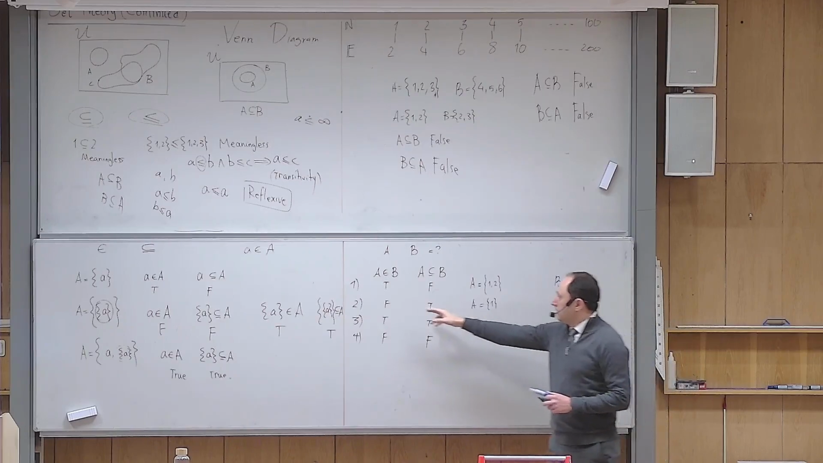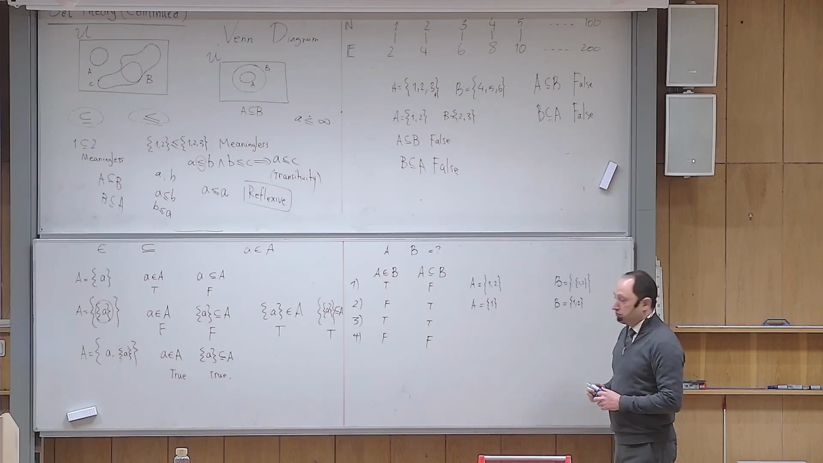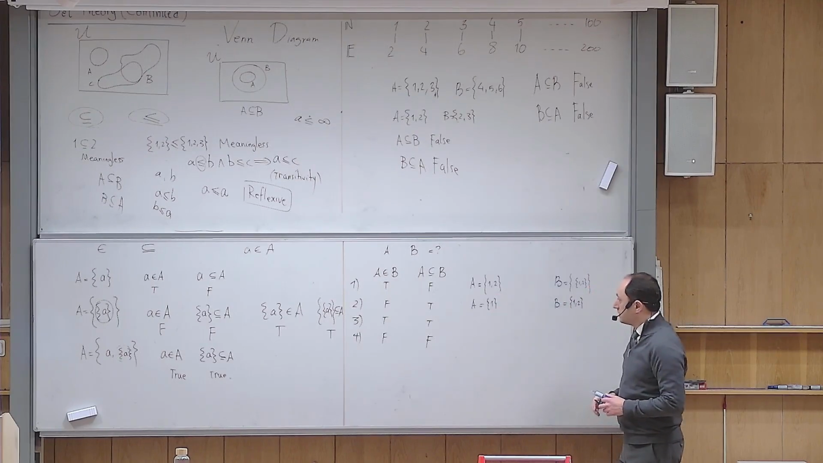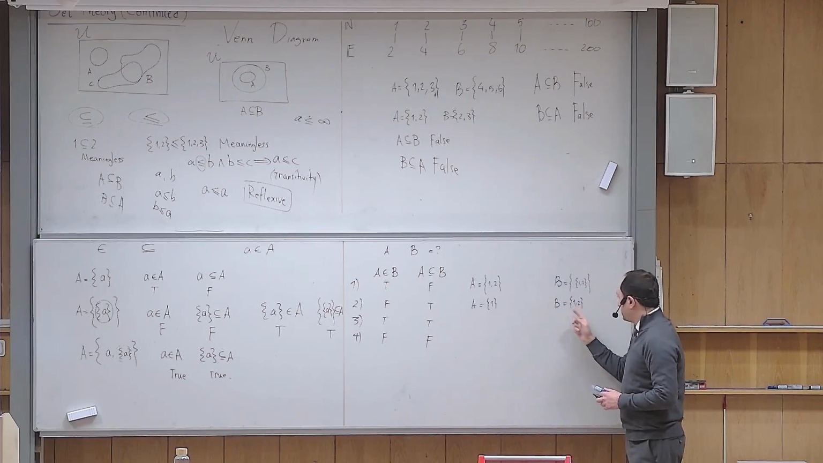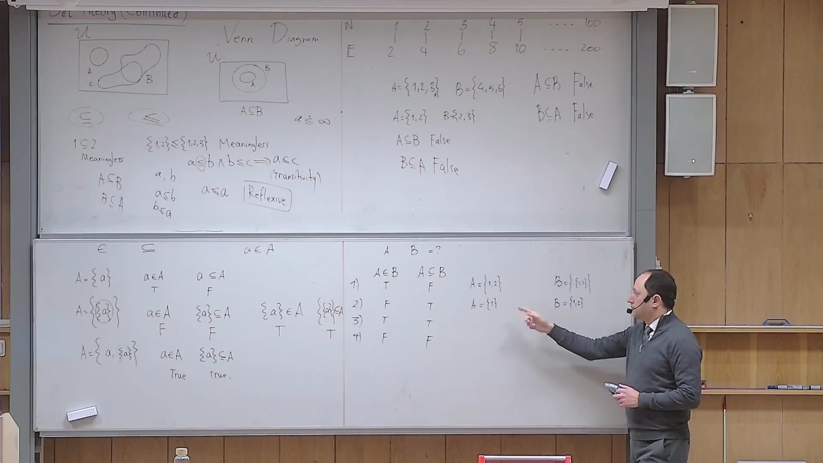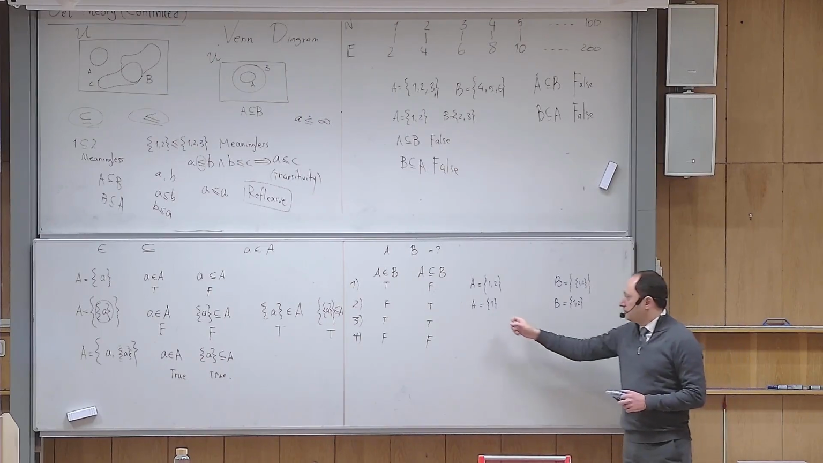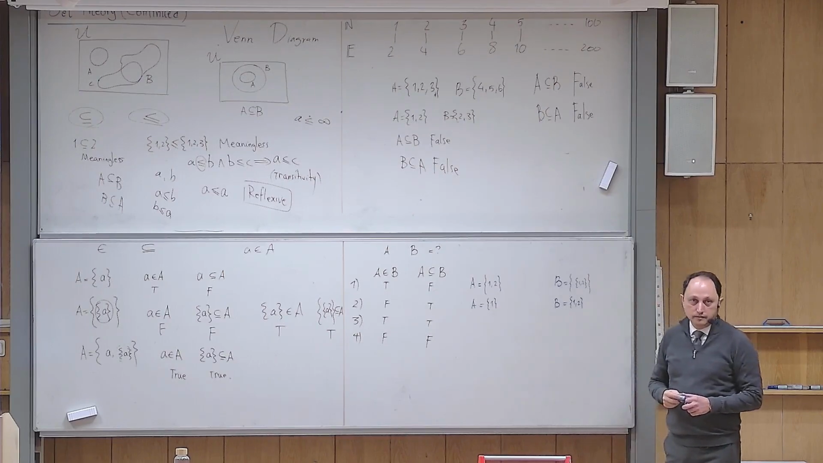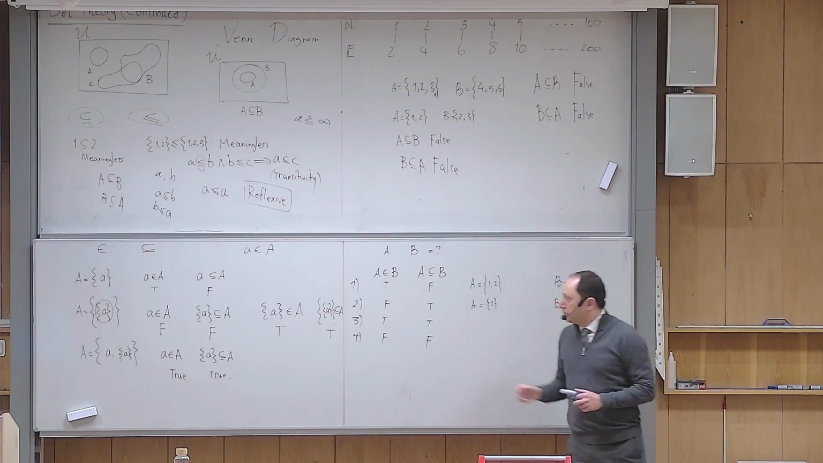So, do you agree that A belongs to B is false? Because what is A? A is the whole package, curly brackets 1. But curly brackets 1 is not among the elements of B. So A belongs to B is false. But A is a subset of B is true, because whatever is an element of A is also an element of B. Is that clear? Okay, now give me an example for which both are true.